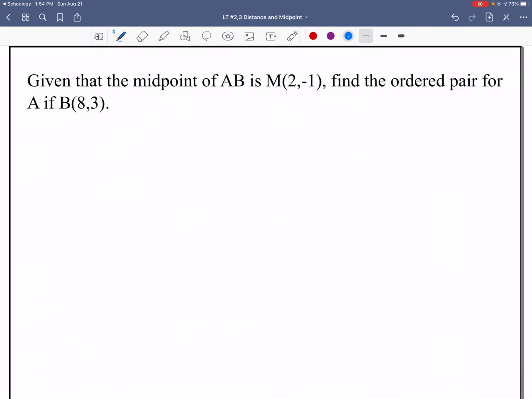Given that the midpoint is this, find the ordered pair for A if B is 8, 3. So I'm going to start with our line segment. I'm going to draw it this way now to show you that it works either way. Please feel free to pause the movie, try this on your own, and then you can press play when you finish.